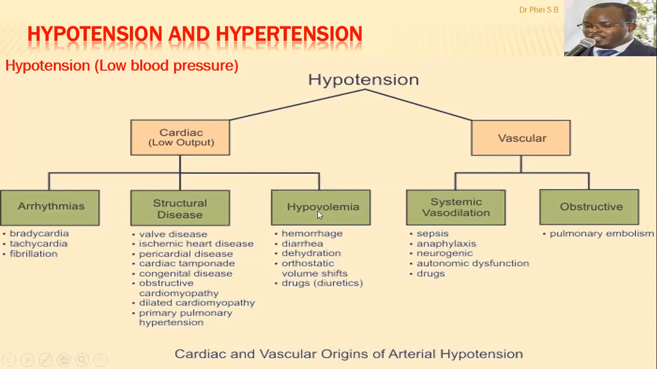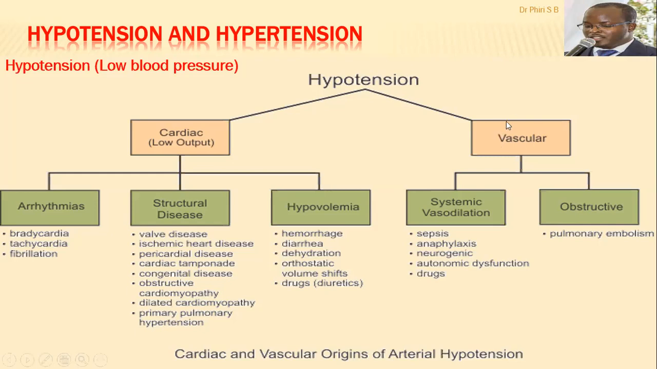Hypovolemia, a decrease in blood volume, will also result in a decrease in blood pressure due to hemorrhage, diarrhea, maybe you're losing fluids via diarrhea, dehydration. Orthostatic volume shift is due to gravity, like I explained. When you're changing position from lying down to standing up, there's a shift of fluids to the extremities that can result in hypotension. Certain drugs like diuretics result in losing fluids via the urine. So your urine production is increasing, so blood volume also decreases.